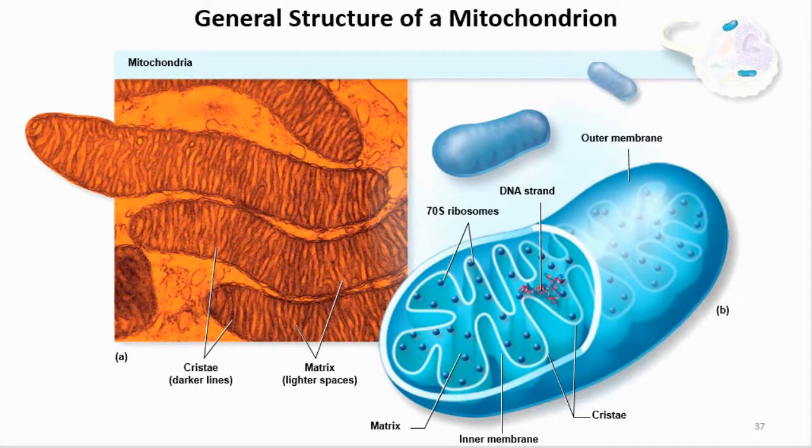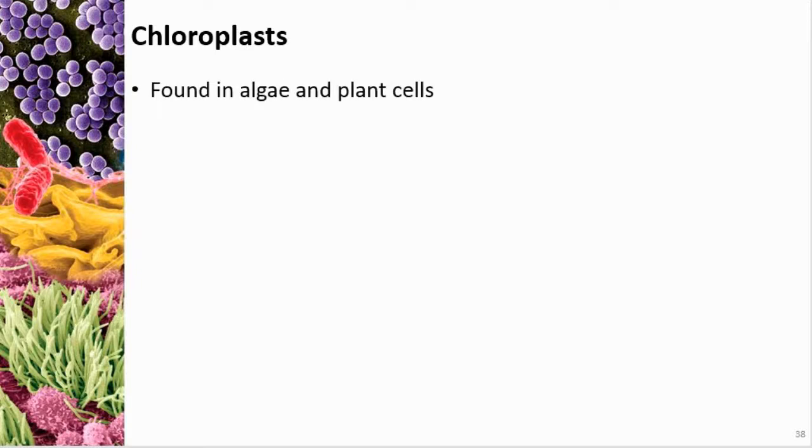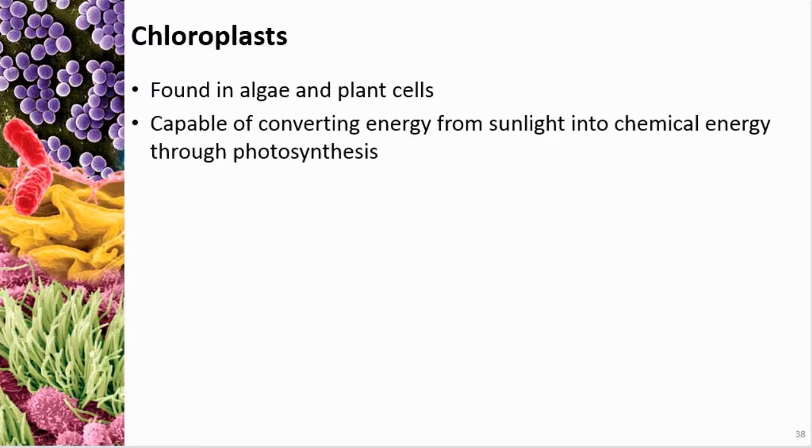And then this picture just shows a microscopic view of the mitochondria. All right, chloroplasts are only found in algae and plant cells. And what they do is they convert the energy from a photon of light into chemical energy. And that process is called photosynthesis.